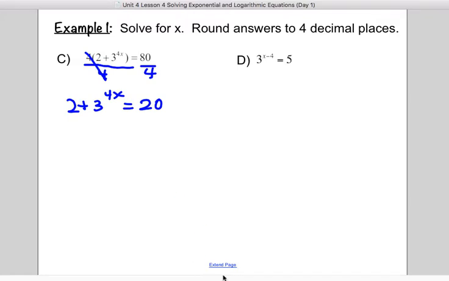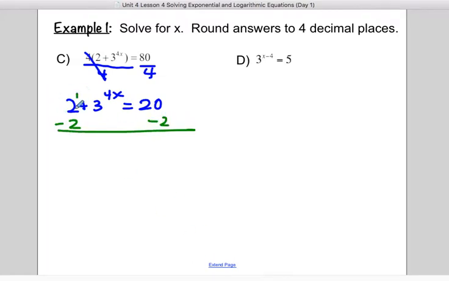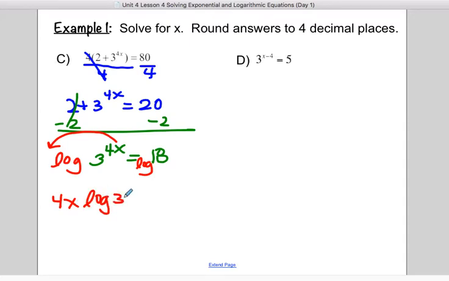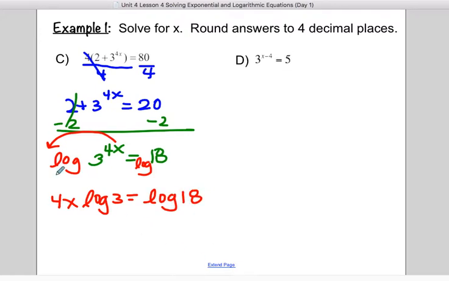Then I'm trying to get this by itself. It's 2 plus, it's a positive 2, so to move that to the other side, I'm going to minus 2. These cancel, so I have 3 to the 4x equals 20 minus 2 is 18. Then in order to get this out of the exponent, we log on both sides. That allows me to put the 4x in front. So I have 4x log of 3 equals log of 18.